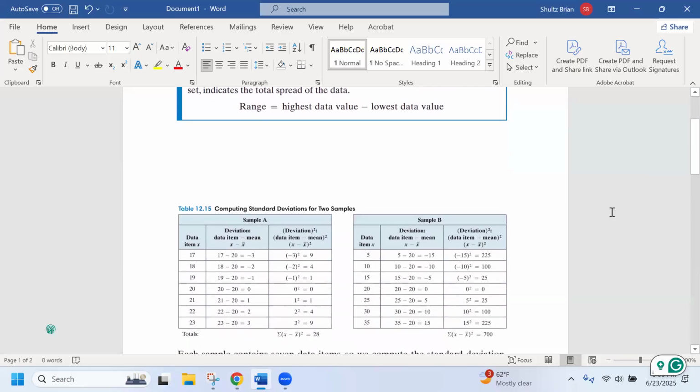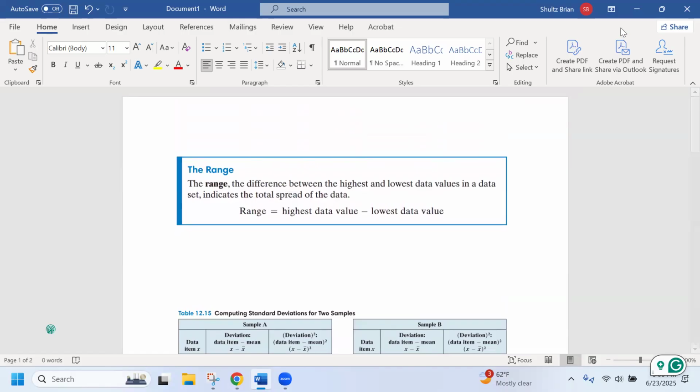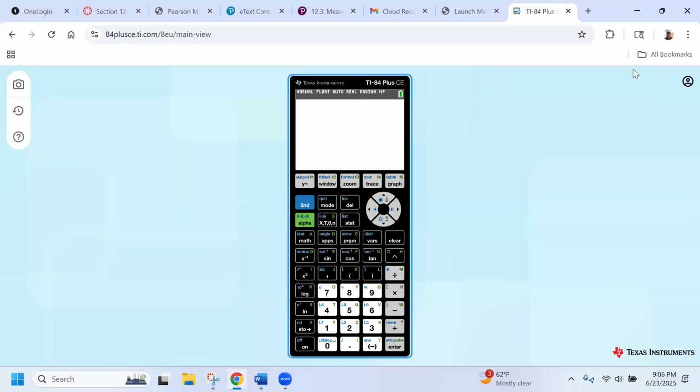The range is easy to find. So go to your calculator and remember, I'm taking 5, 10, 15, 20, 25, 30, 35. Notice that these two sets of data, the ones that I had, do have the same median. Let's watch what happens with the rest of the values. My range is 35 minus 5, which is 30. But let's do this again.